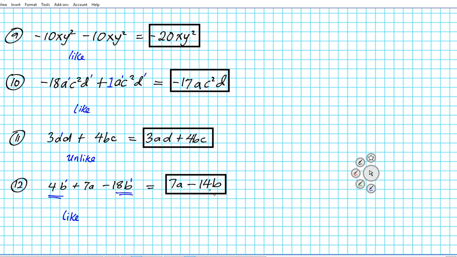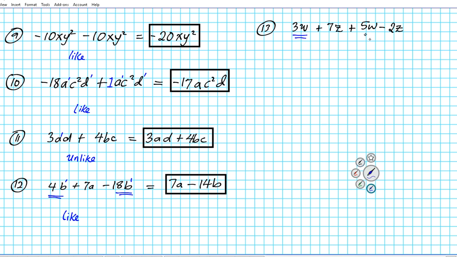All right, let's take a look at the next one, question 13. What if we were to simplify the expression 3w plus 7z plus 5w minus 2z? Okay, now what you notice here is that we have two sets of terms that are like terms.